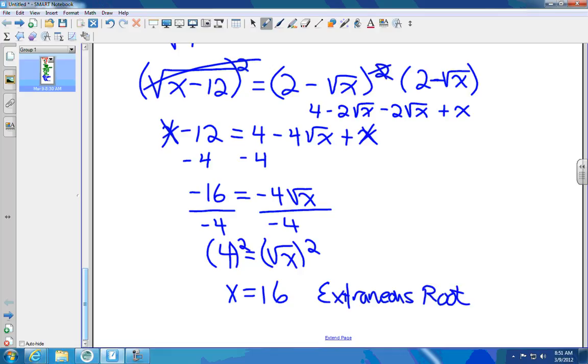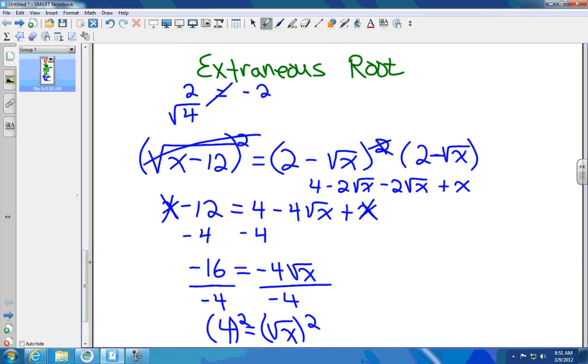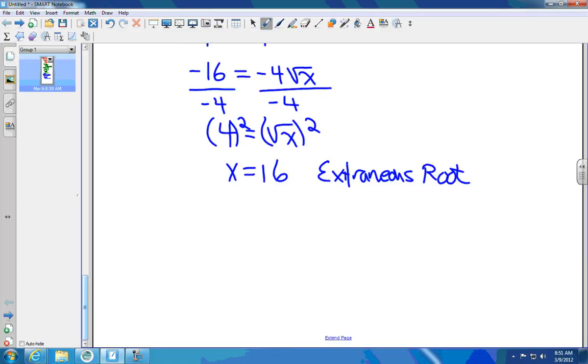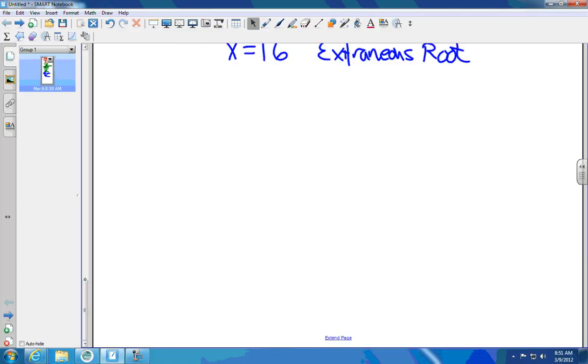2 doesn't equal negative 2. Tell me the stuff's difficult, and then you're laughing and goofing off. There you go.